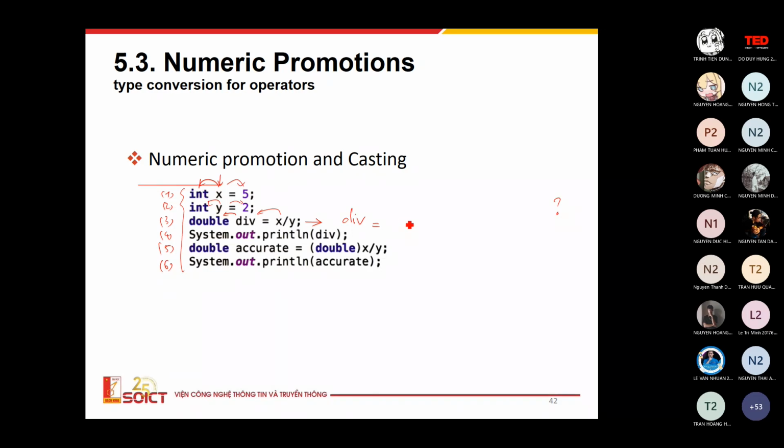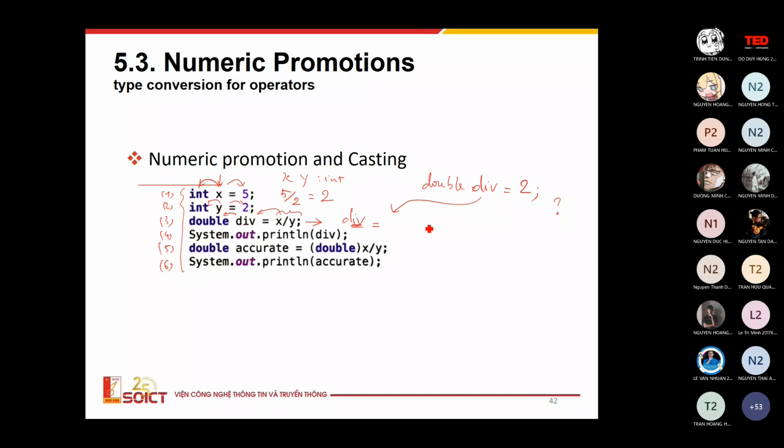The result will be an integer value and it is 2. Because this is 5 divided by 2, and the result will be 2, because both x and y are int. Okay. And you have to assign int to double, double div equal to something like this. Okay. So can you guess what is the value of div?